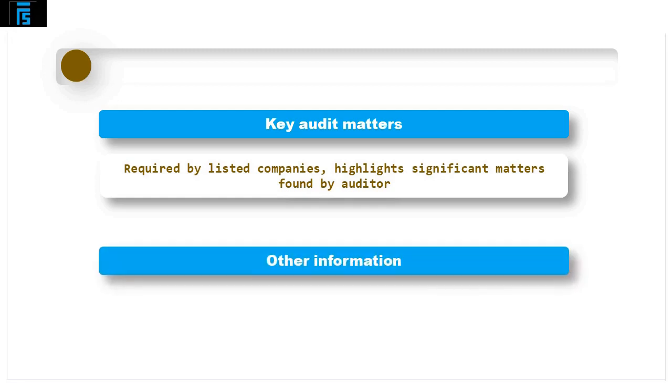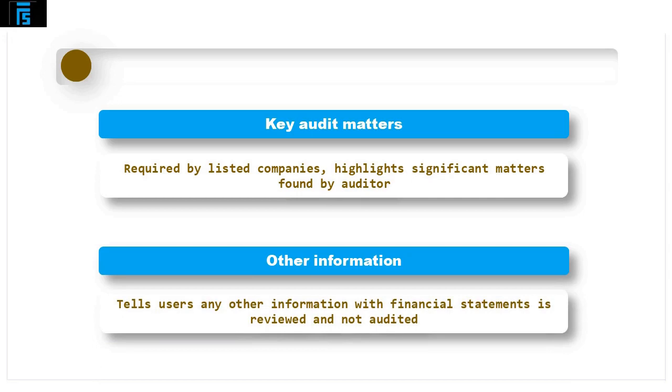Other information explains the management are responsible for the preparation of the other information, which may be published with the financial statements. An example would be the director's report. Remember that the auditors only review the other information submitted for any inconsistencies with the financial statements, and therefore do not audit and form an opinion on this area.